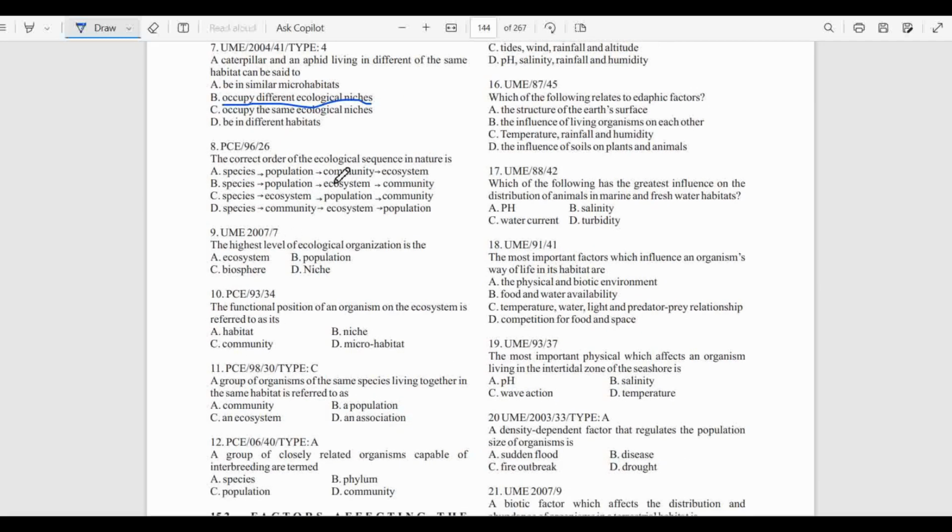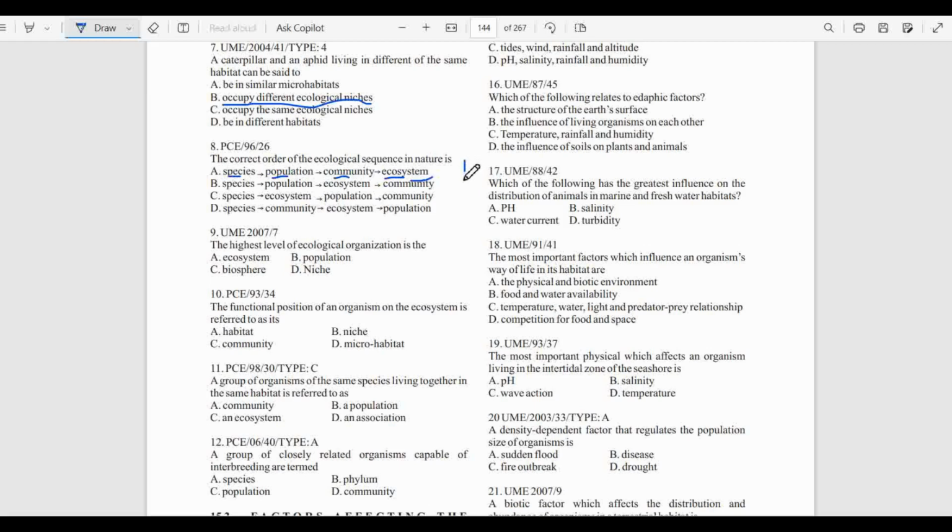The correct order of the ecological sequence in nature is, so you talk about species, you talk about population, you talk about community, you talk about ecosystem. Now, what I want you to pick very well here, the least in all of these options is the species. The highest in all of these options would be the ecosystem, because it's from the ecosystem you go down.